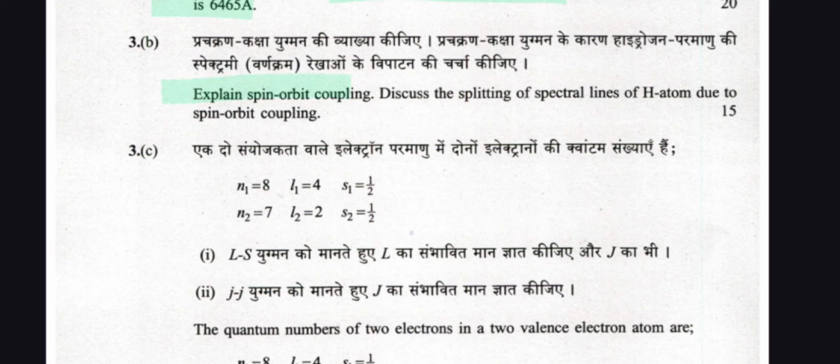And question number 3b is here. Explain spin orbit coupling. Discuss the splitting of spectral lines of hydrogen atoms due to spin orbit coupling.